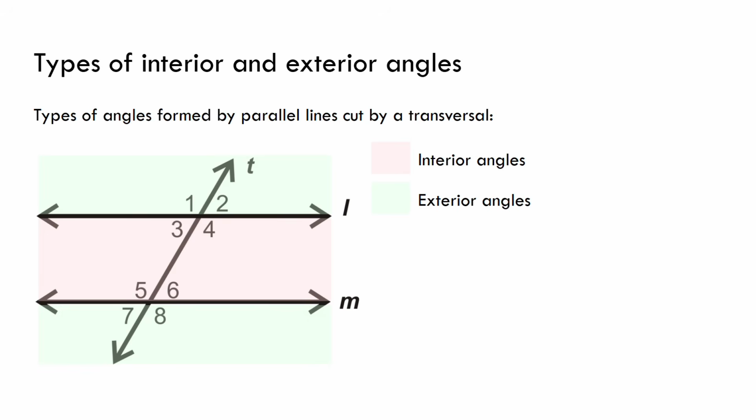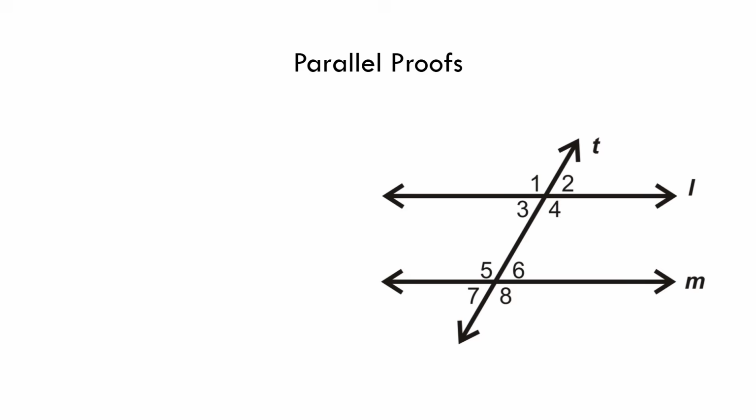So this diagram just kind of shows you where exterior and interior angles lie. So the area between the two parallel lines are the interior angles, and then the area that are outside is the exterior angles. Here are just some parallel proofs.